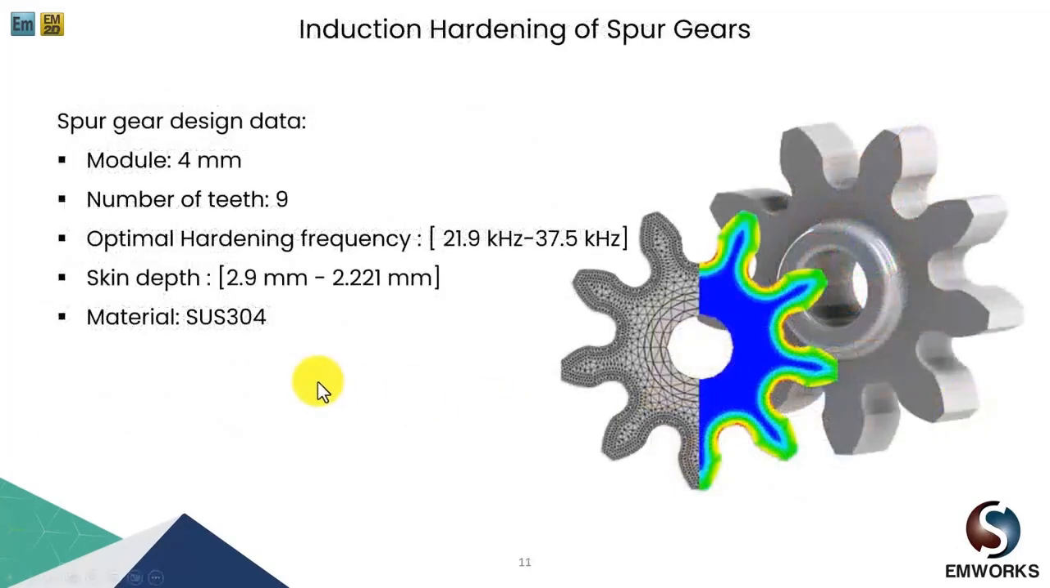Now let's move on to the simulation part. The AC module from EMS is used for the frequency domain. As already mentioned, the heated component is a spur gear designed with 9 teeth and module equal to 4 mm. The required hardness and cost are very important factors to consider when selecting materials for hardening gears. The material used for our simulation is stainless steel, which is SUS 304.